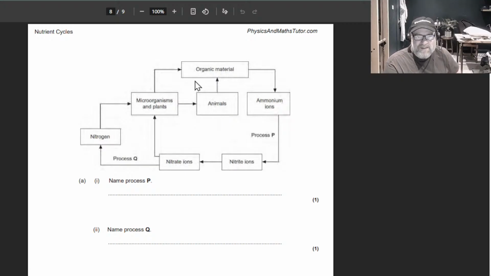So this question: organic material, ammonium ions. Organic material, we're talking about animals, plants. They get turned into ammonium ions. And then we've got microorganisms and plants over there. Then we've got nitrite ions, nitrate ions, going back into the air as nitrogen, and ammonium ions becoming nitrite. What do you think P and Q are here?